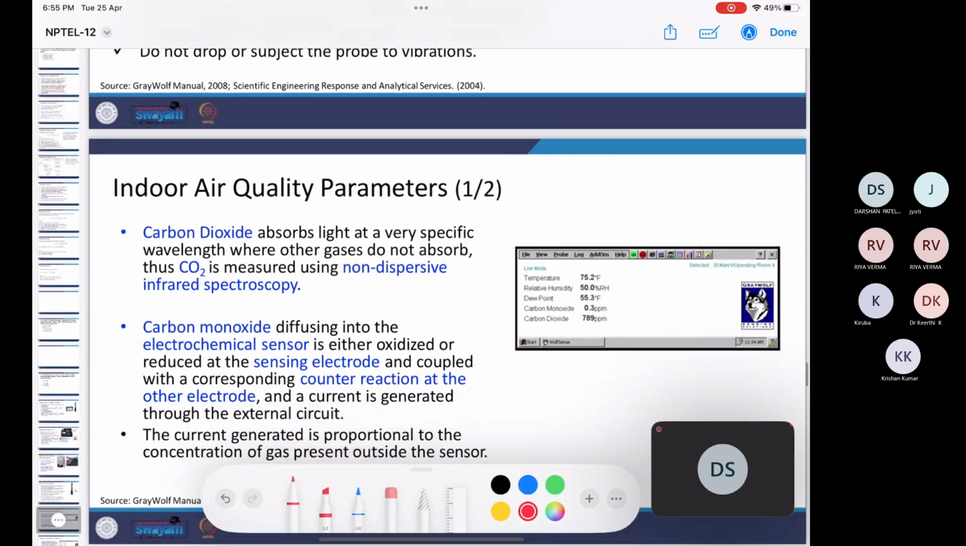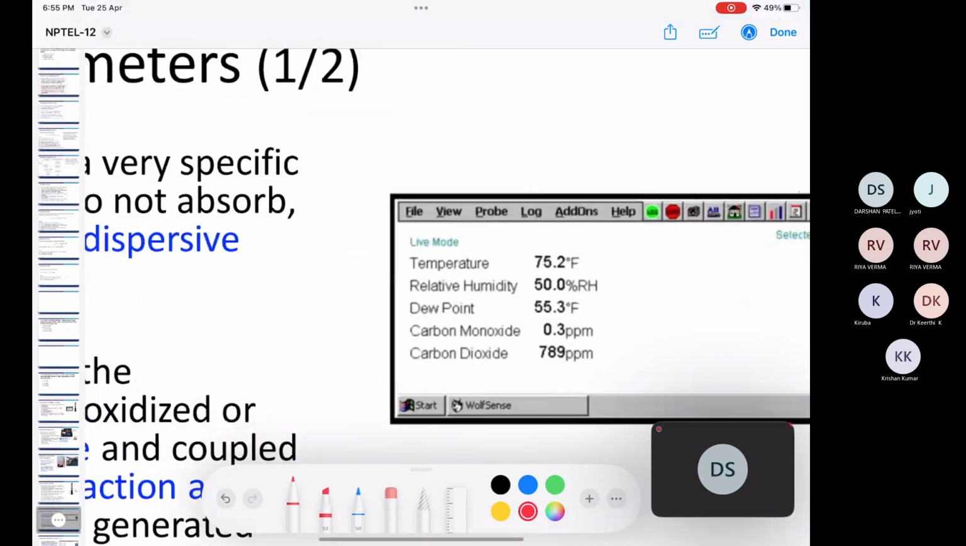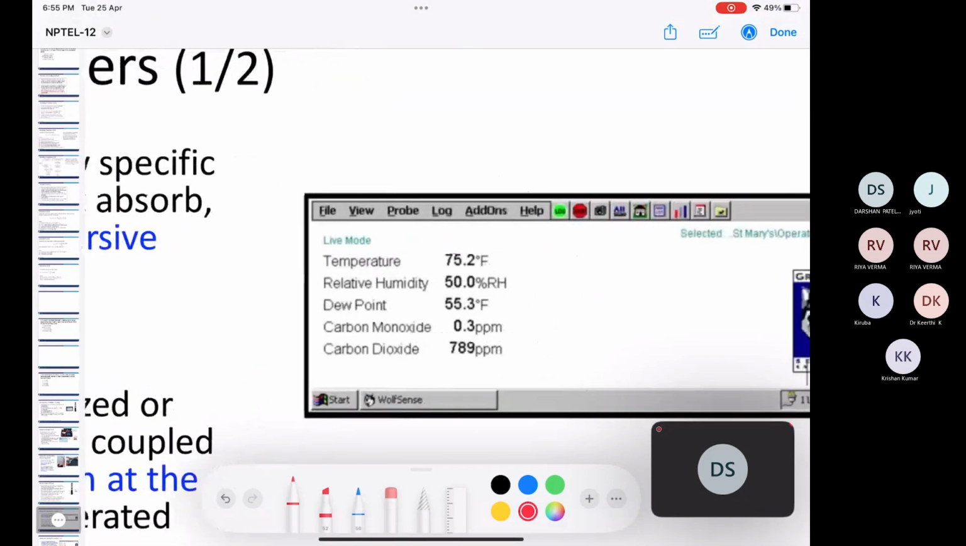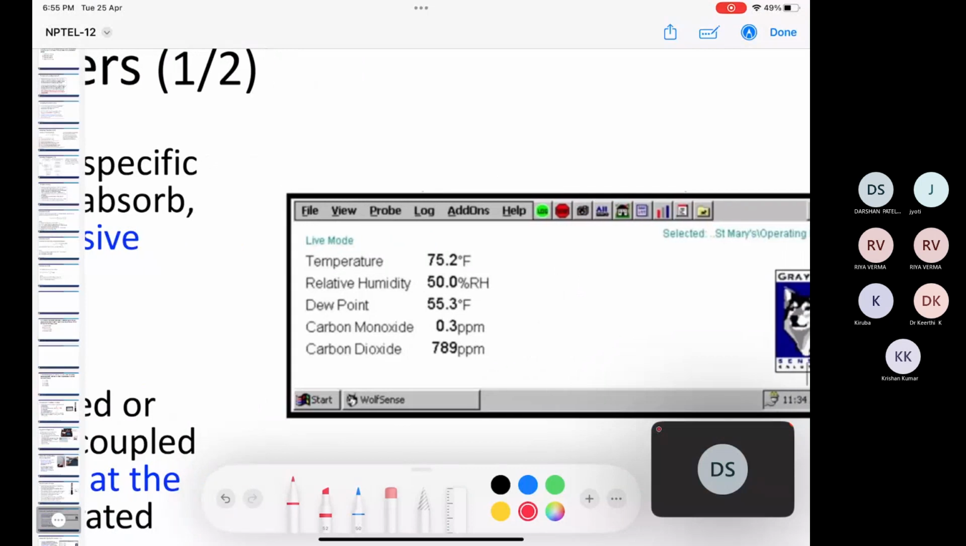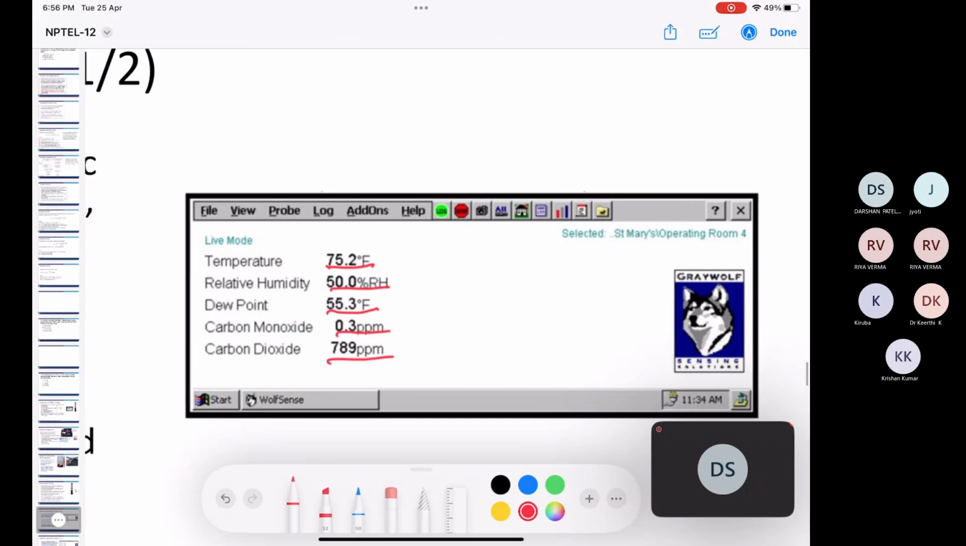So what are the parameters that we get from this measurement probe? You can clearly see how the screen of this software looks. This is the screen of this tablet giving out the readings. It gives the temperature in degree Fahrenheit, relative humidity that is 50%, dew point is 55.3 degree Fahrenheit. Then the concentration of carbon monoxide is 0.3 ppm and CO2 is 789 ppm.